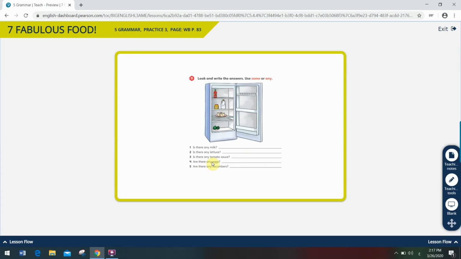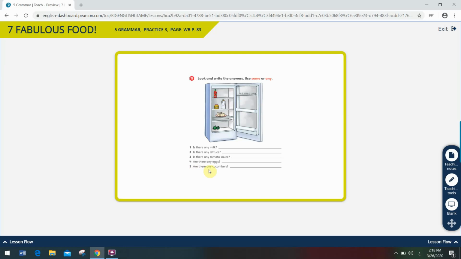Number 4, are there any eggs? Are there any eggs? I can see here the eggs. So yes, the answer is yes, there are some eggs. ما حكيناش there is some eggs لأنهم eggs مجموعة رح ياخدوا عنا are. So there are some eggs. ليش some؟ لأنه yes لأنه الجواب عنا yes مش no. So yes, there are some eggs.